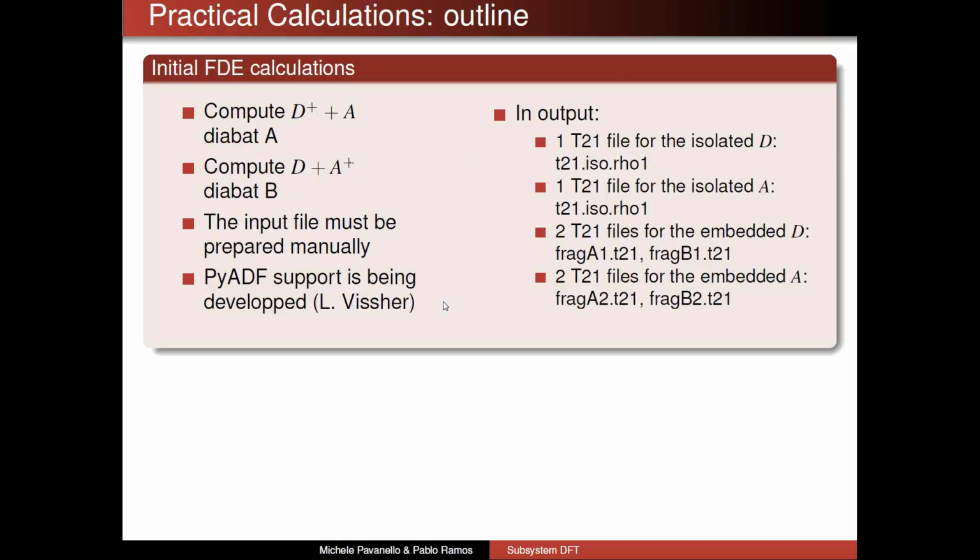The way you organize the workload for this kind of calculation is essentially dividing the calculations into 3 components. The first part is to generate the first diabatic state, which I'm going to call diabat A. And essentially you compute a state in which the donor, in this case for hole transfer, will be positive and the acceptor will be a neutral molecule.